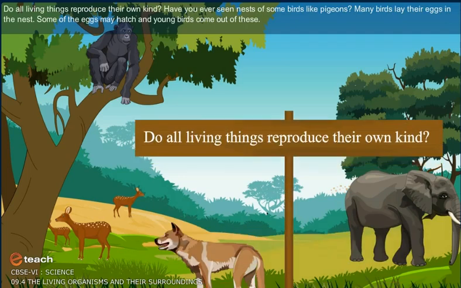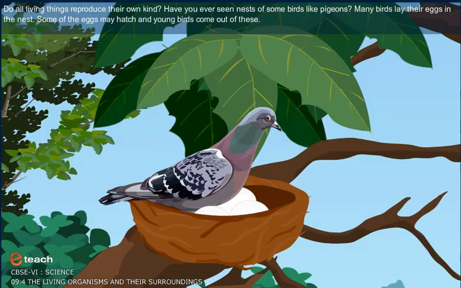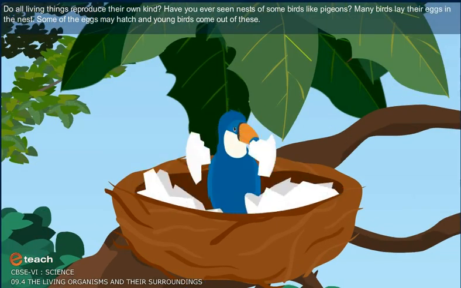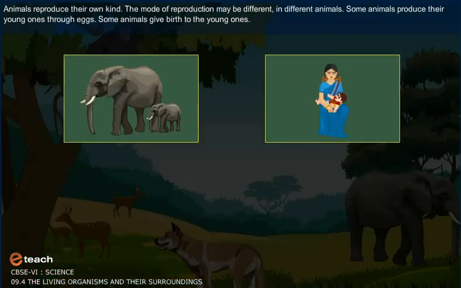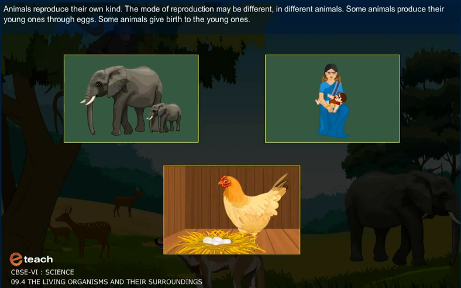Do all living things reproduce their own kind? Have you ever seen nests of some birds like pigeons? Many birds lay their eggs in the nest. Some of the eggs may hatch and young birds come out of these. Animals reproduce their own kind. The mode of reproduction may be different in different animals.